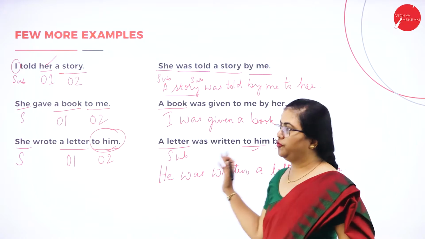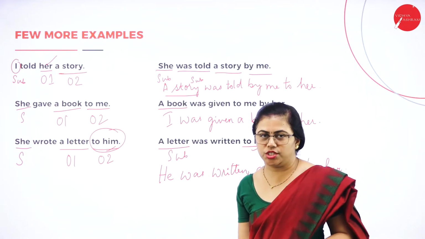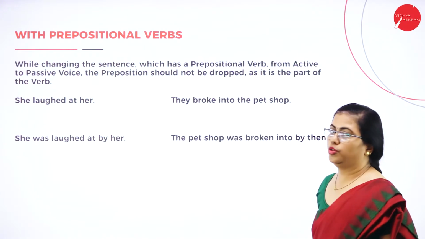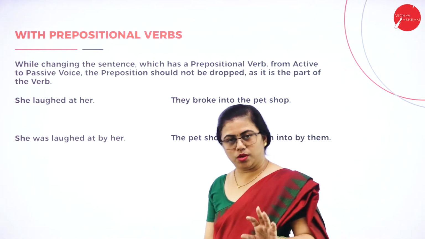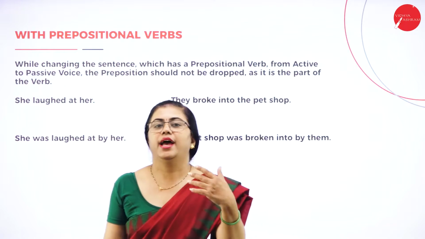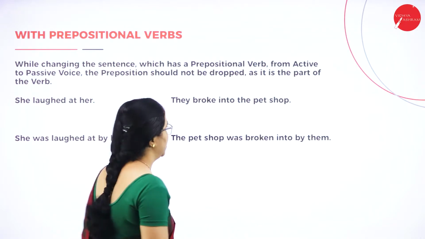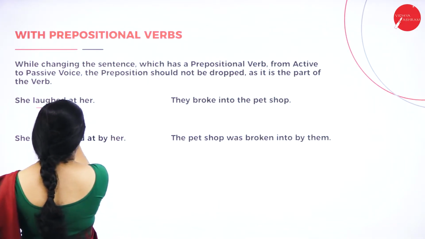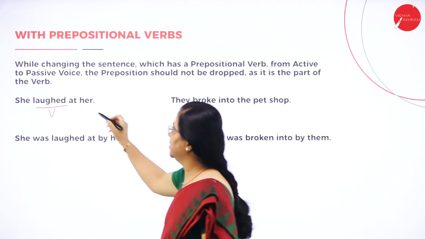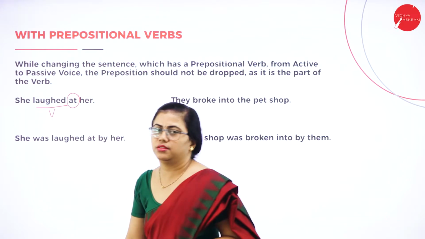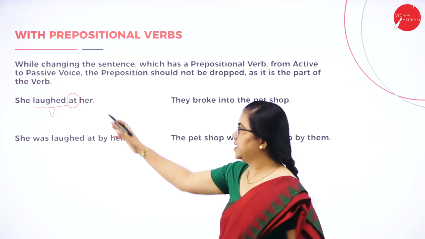So this is one of the ways in which you can change it. Okay. So now we'll move on to prepositional verbs. Prepositional verbs are those verbs that will have prepositions along with the verbs. So here you can see laughed is a verb, and along with that there is another preposition.